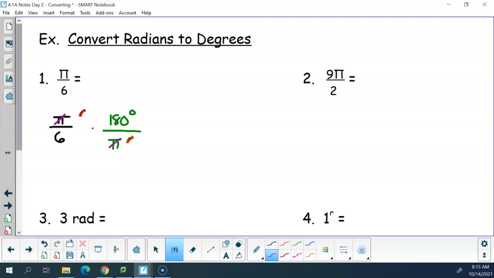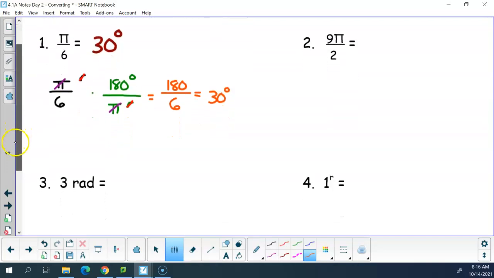It's not cross multiply, still multiply across, so we would still have 180 over 6, which is just 30 degrees. You try numbers 2 through 4.